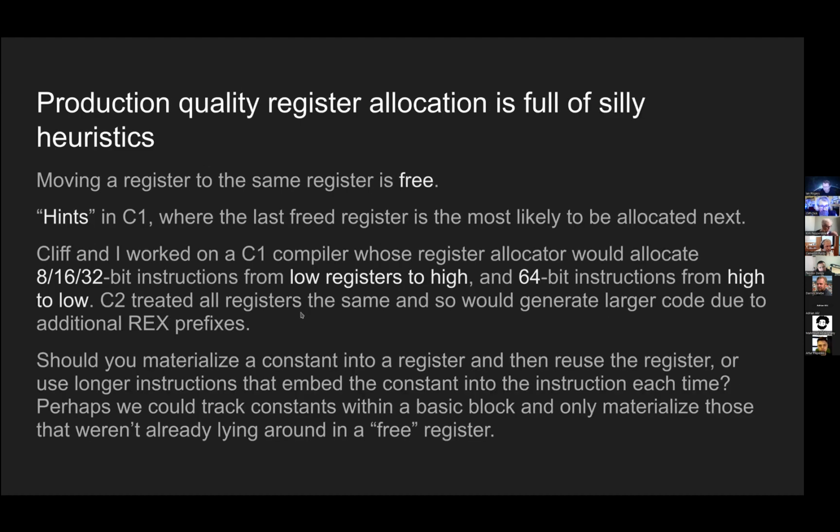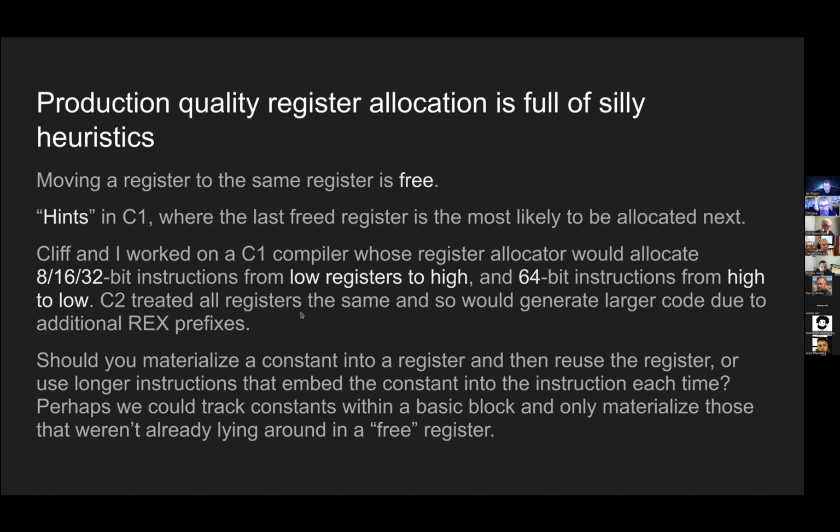when you're doing register allocation, there are lots of silly heuristics that come up. The first one I've got is that if you move a register to the same register, then that's free. And so register allocators want to apply this heuristic a lot, because zero cost is good. In the C1 linear scan register allocator, they have this notion of hints. So when you free a register, they want to reallocate to the same register. And the reason for that is it gives you, more often than not, two-address encodings on x86. So they squirrel away this hint value.